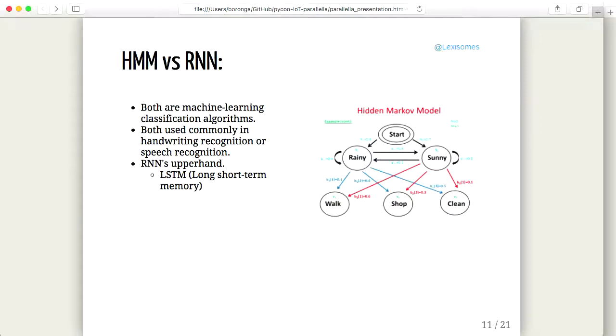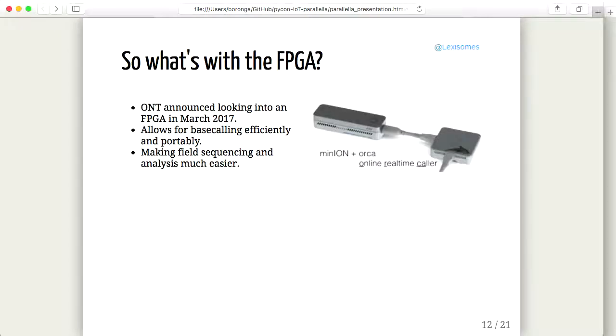So I mentioned in my abstract, what's with the FPGA? ONT, Oxford Nanopore Technologies, announced that they were looking into an FPGA in March 2017. This was because previously, once you had all your data off your MinION, you would send it up to the cloud. This could potentially mean sending up 1 million files to an Amazon web server, waiting for them to finish and then downloading them again, which was exceptionally painful. And this was costing Oxford Nanopore around $100,000 a month.